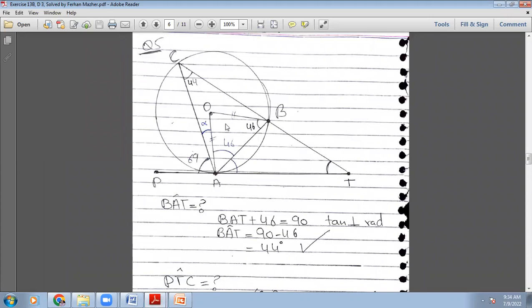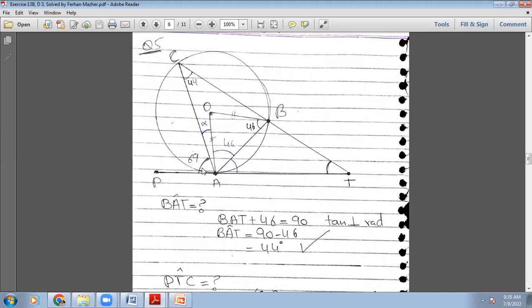Okay. So you can see this is radius, so this is 46, this will also be 46, an isosceles triangle. And so this angle OAT should be 90. Radius is perpendicular to the tangent. So from there I can find the BAT angle, that will be 44, 90 minus 46.